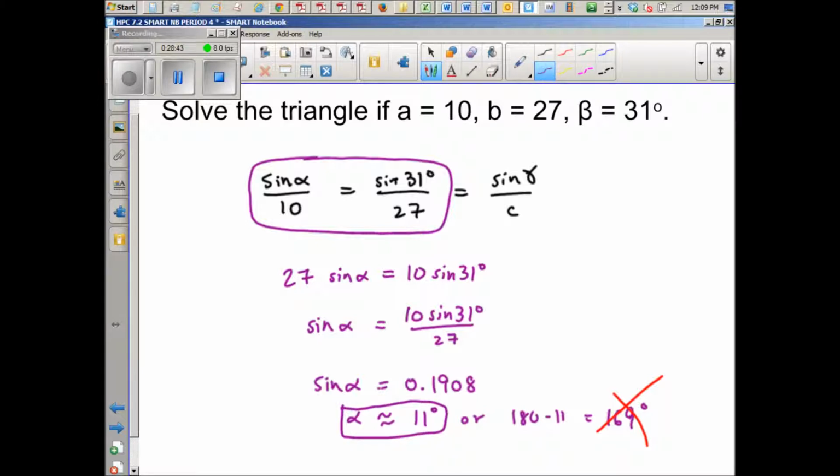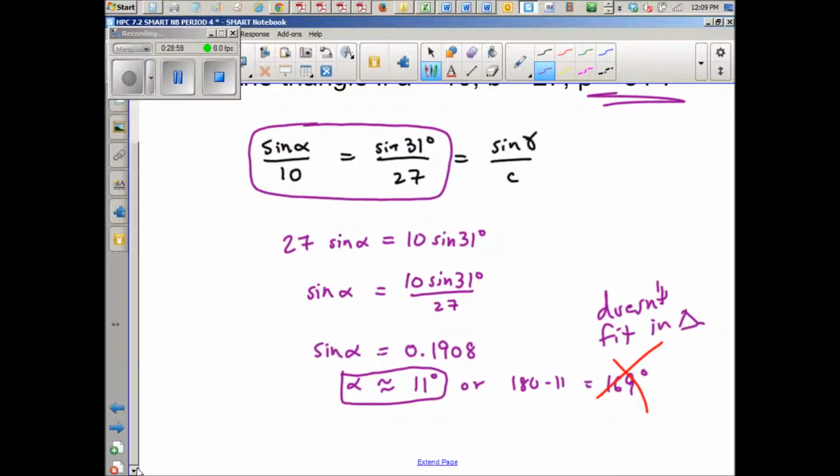Now, if that angle had fit in the triangle, I would keep it. Okay? But I'm not keeping it. It doesn't fit. Doesn't fit in the triangle. I've already got 31 degrees up here, see? Okay, let's move on then.